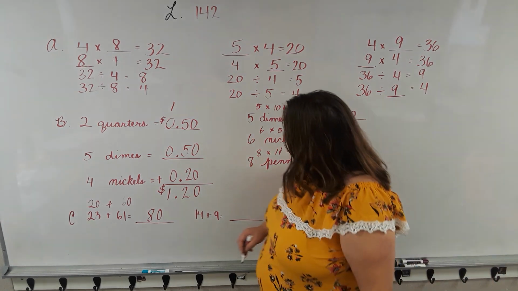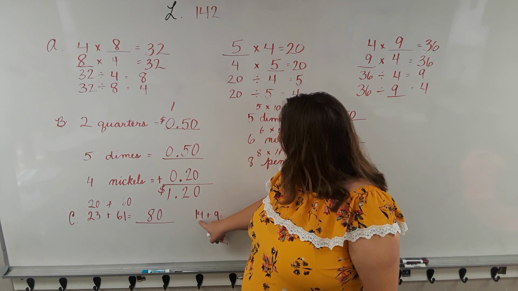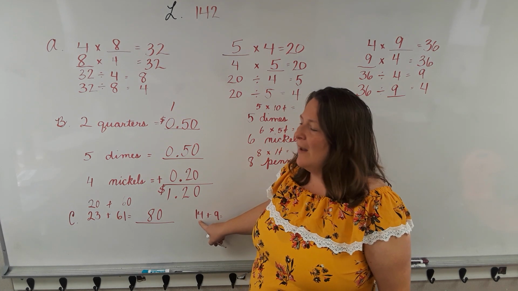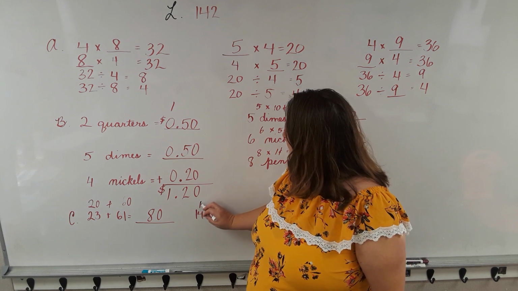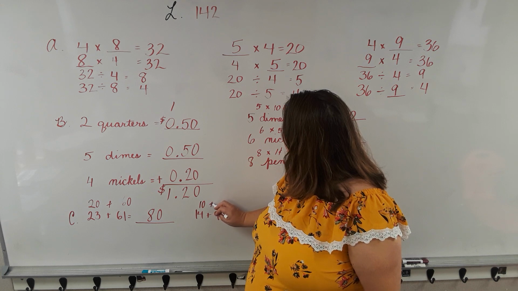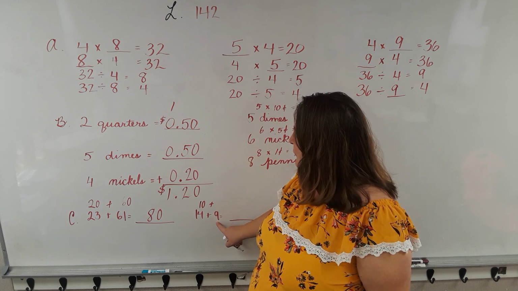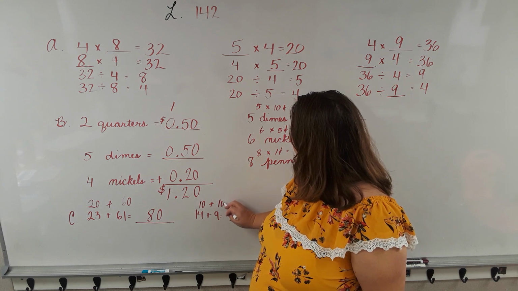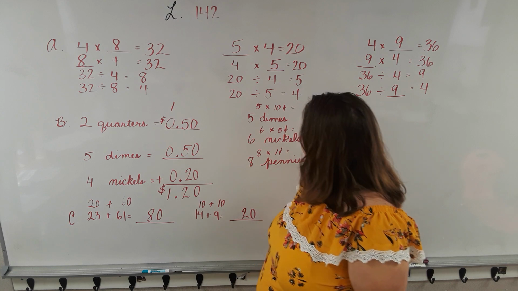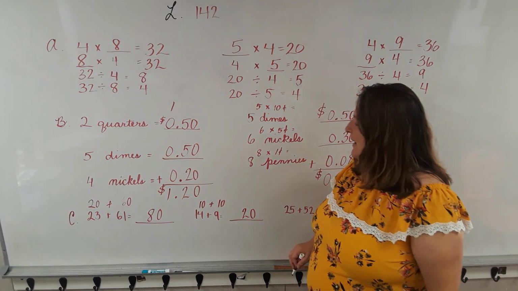14 plus 9. We find an estimate. We have to round to the nearest 10. 14 is between 10 and 20. What does 14 round to? 10. 9 is between 0 and 10. Which does 9 round to? 10. 10 plus 10 equals 20. 20 is not the exact answer. 20 is the estimated answer.